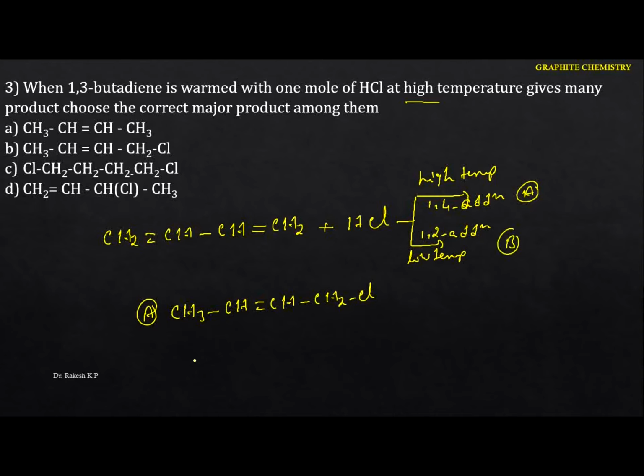The 1,2 addition will be like this. Here we are going to have the 1,2. Here we have a CH3, then again a CH, then CH2, here it is CH2 double bond, then again a CH. Here it is CH3, and here it is the Cl. So this will be the 1,2 addition, at the low temperature.